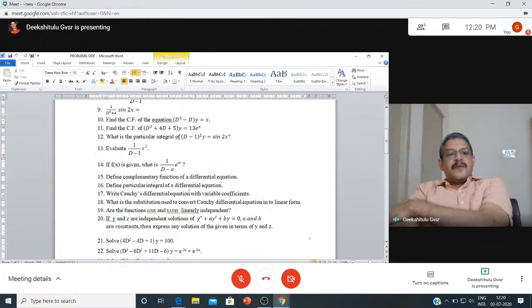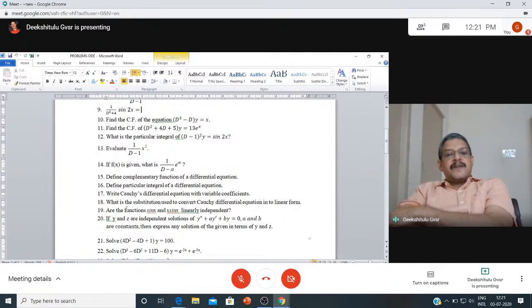Which one of the following equations is a Cauchy differential equation? First option is dy by dx plus P(x) y is equal to Q(x); x square y double dash plus x y dash plus y is equal to Q(x); 1 plus x whole square y double dash plus (1 plus x) y dash plus y is equal to 0. You can have so many options. That's also a multiple choice question. I think you have to remember this equation very well. What is the substitution used to convert a Cauchy differential equation to linear form? Substitution you should know: x is equal to e power t.